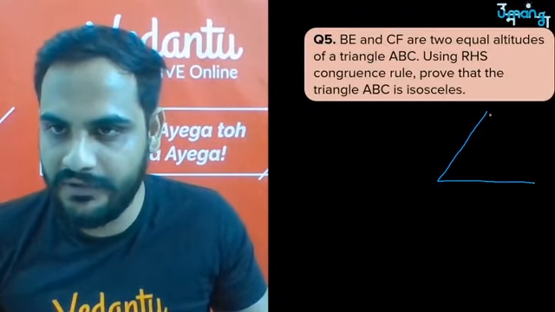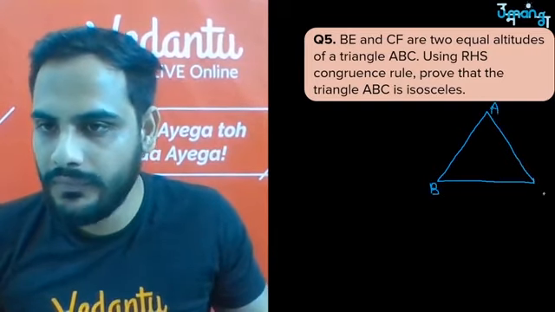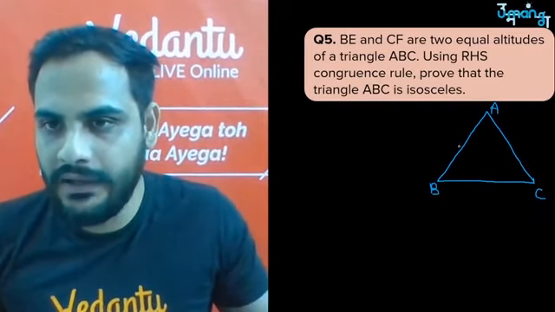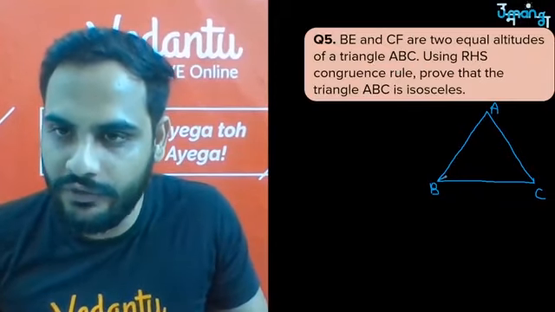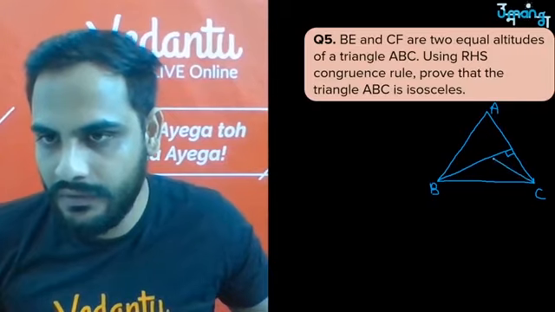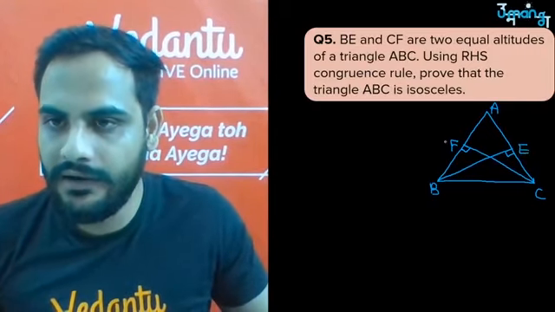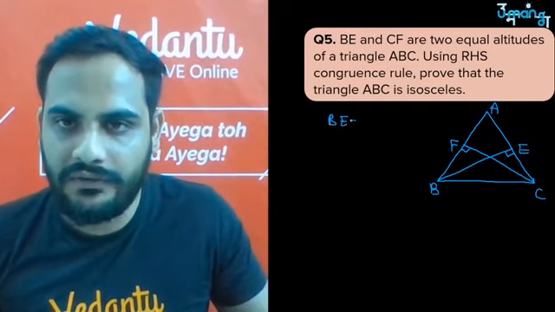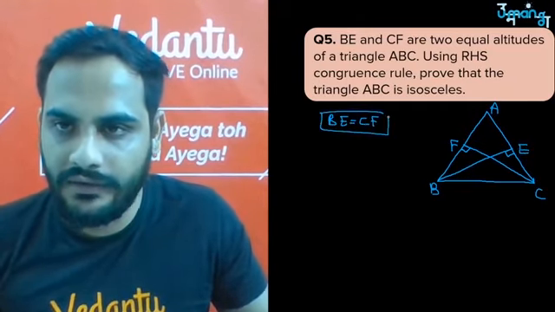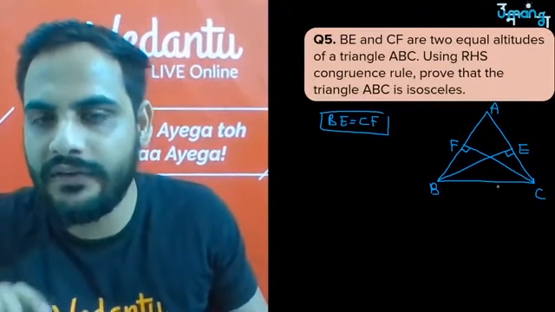There is a triangle ABC in which BE and CF are equal altitudes. That means BE is an altitude, CF also is an altitude. ठीक है? And we know that BE is equal to CF. याद रखना. Okay. Using RHS congruence rule, prove that the triangle ABC is isosceles.